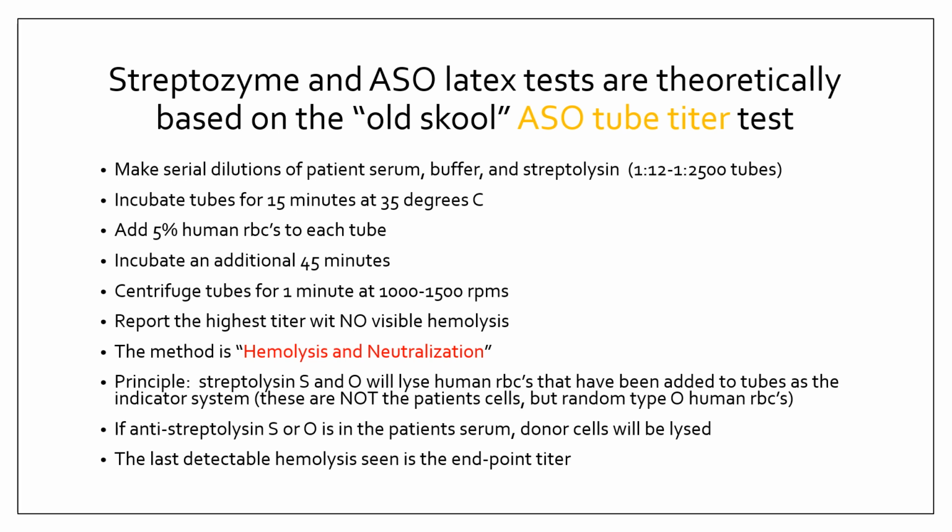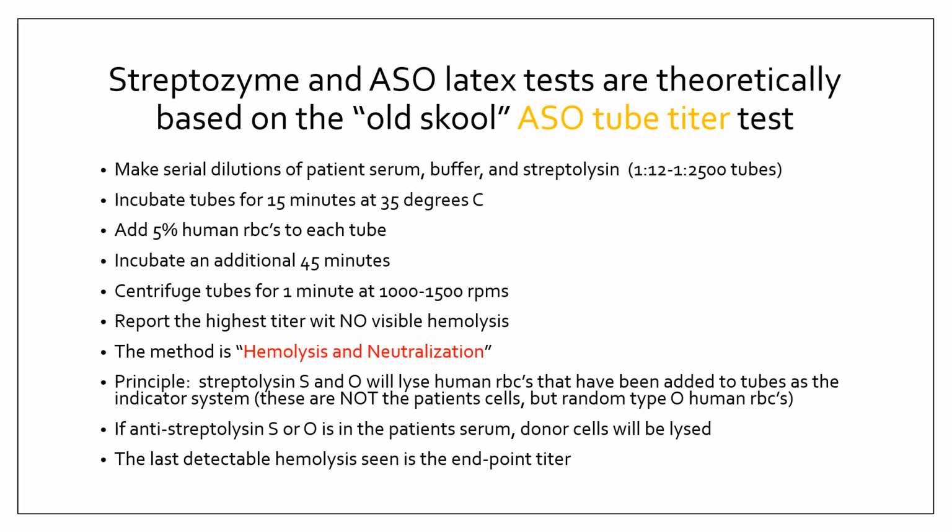We incubate these tubes for 15 minutes at 35 degrees, and then we add a suspension of human red cells to each tube. Those are going to be O cells because they don't have any antigens on them. Okay, we're going to incubate for 45 minutes, centrifuge those tubes for 1 minute at 1000 to 1500 RPMs, and then we report the highest titer with no visible hemolysis. This method is different than hemagglutination. This instead is called hemolysis and neutralization.